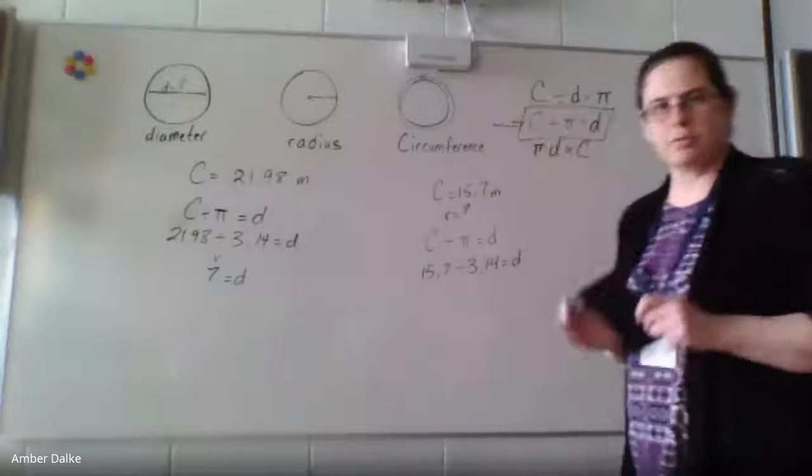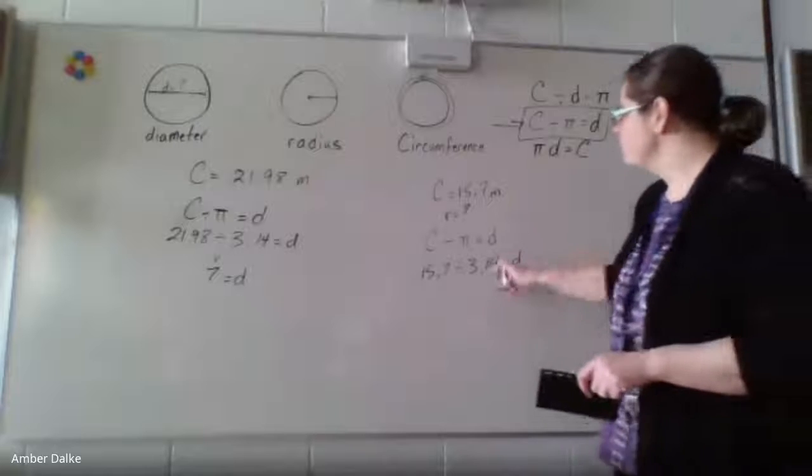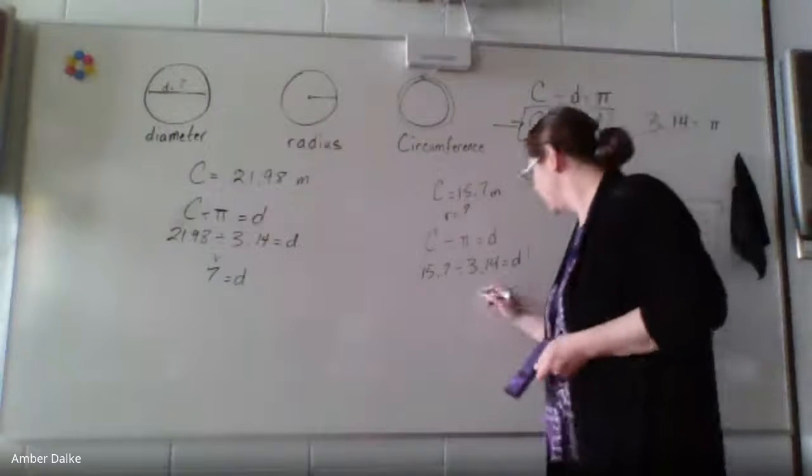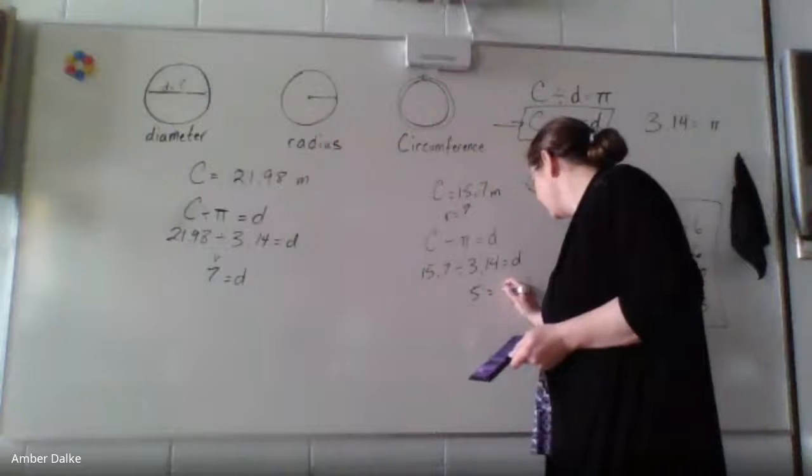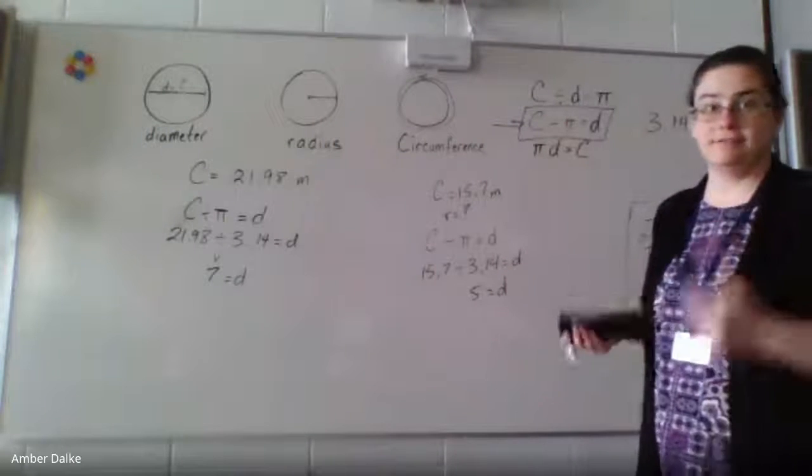Take your calculator out, punch that in. I've already done it. What you're going to get is 5. Okay. The diameter of this particular circle is 5 meters.